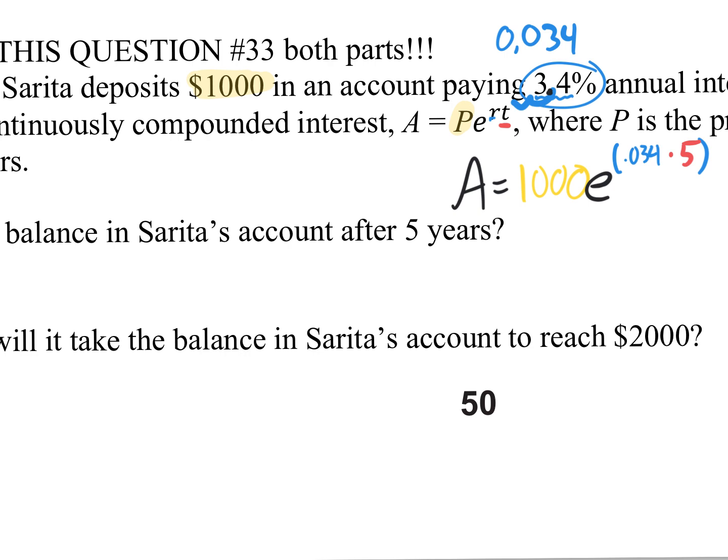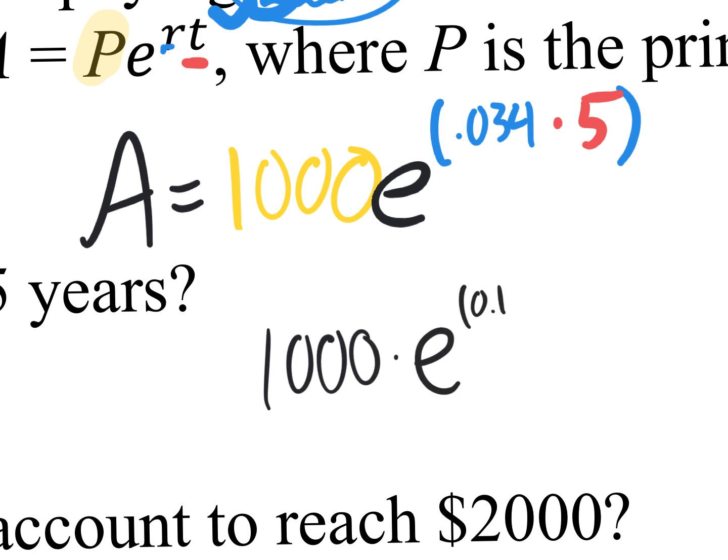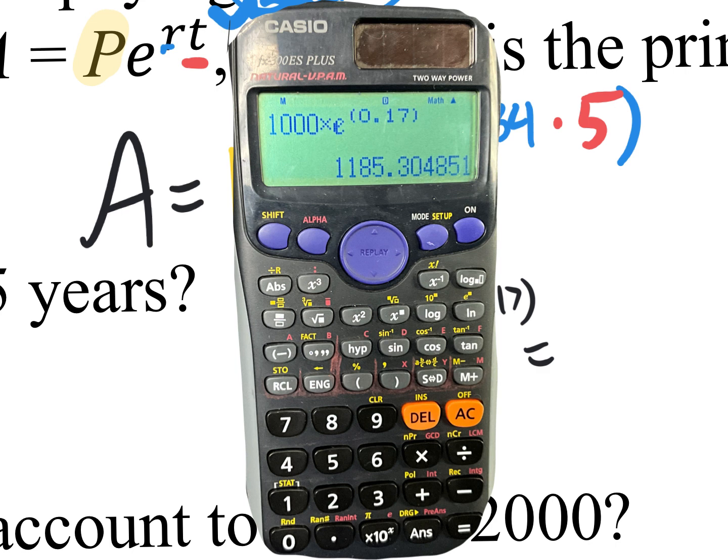No? Okay, so from there, we're going to use the calculator. On the calculator, I just did 0.034 times 5, and that gave me 0.17. So what we really have here is 1,000 times e to the power of 0.17. And with the calculator, $1,185.30, because the 4 doesn't round it up to 31 cents.